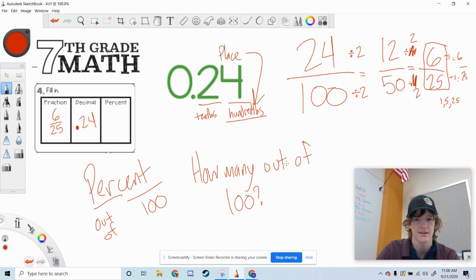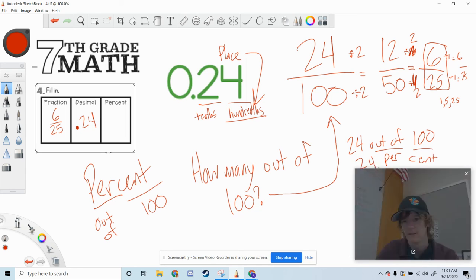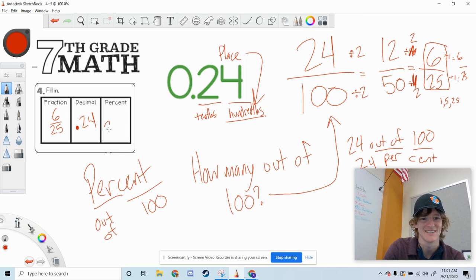And we actually can see right here how many out of 100 it is. Well, it's 24 out of 100. And in other words, it's 24 per cent. All right, so that's actually it. It's 24%.